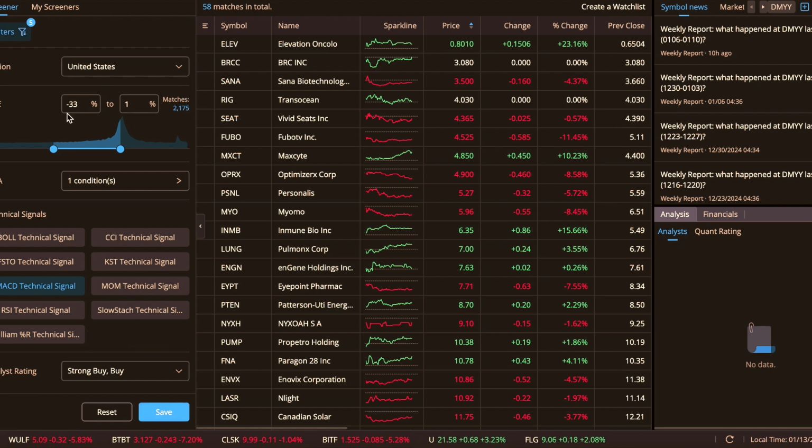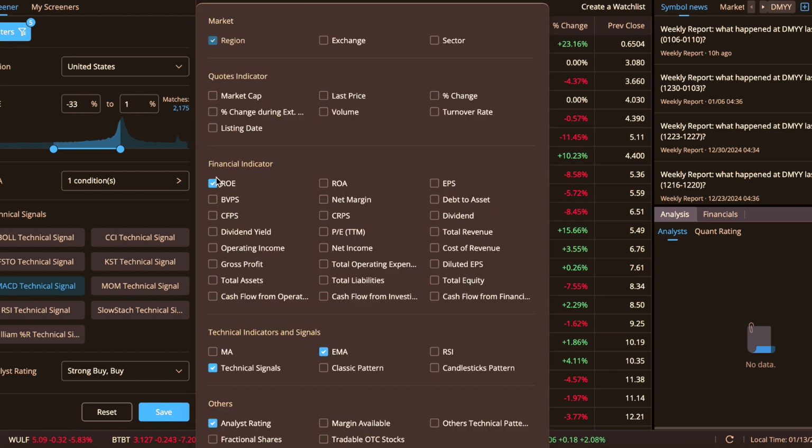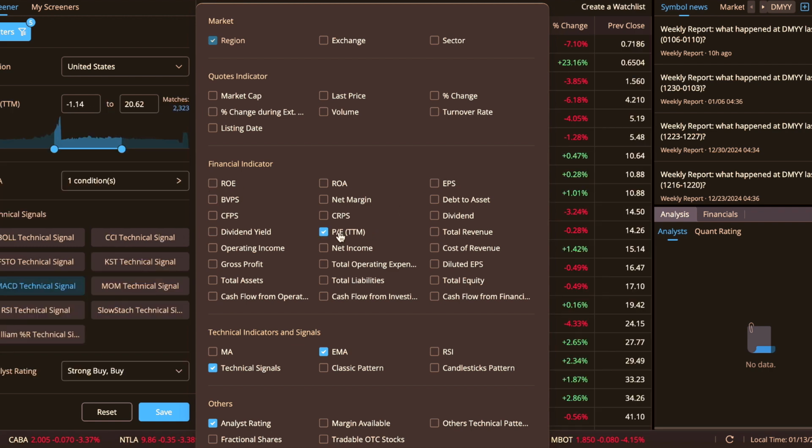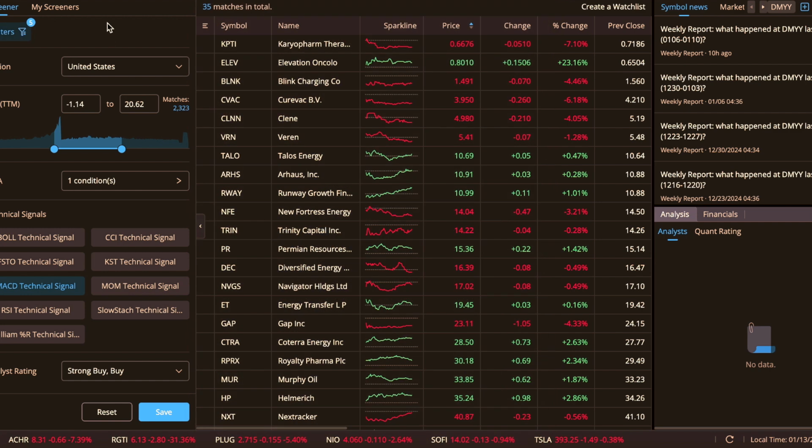Right now, you might want to adjust this. I didn't adjust this. ROE, you might not care about that at all. You might want to go PE ratio. It's something that I've sort of filtered by before, but depends again on what you're looking for.